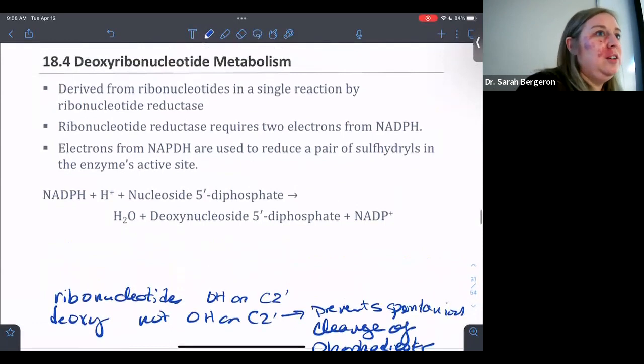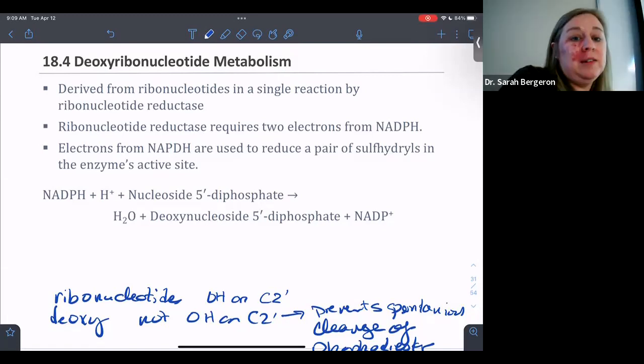Okay, so good. It's not really in the notes, but it's really important to keep those big picture things in mind. Okay, so how do we make deoxyribonucleotides? You start from ribonucleotides. So it's a single reaction, one enzyme, ribonucleotide reductase. Ribonucleotide reductase is super insanely highly conserved across species.